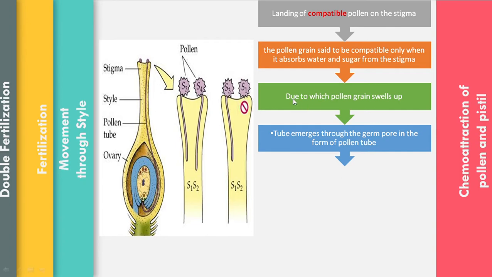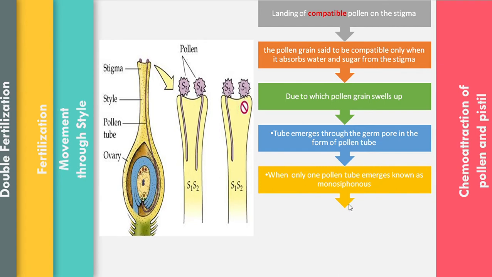So when the pollen grain swells up, the tube emerges through the germ pore in the form of a pollen tube, as you can see in the picture. In the first picture, two pollen grains land on the stigma. After absorbing, they swell up and form the pollen tube. But in another picture, besides this, there is one pollen grain which is not compatible. It does not form the pollen tube because it is not able to absorb the water and the sugar, so it is not compatible. Clear?